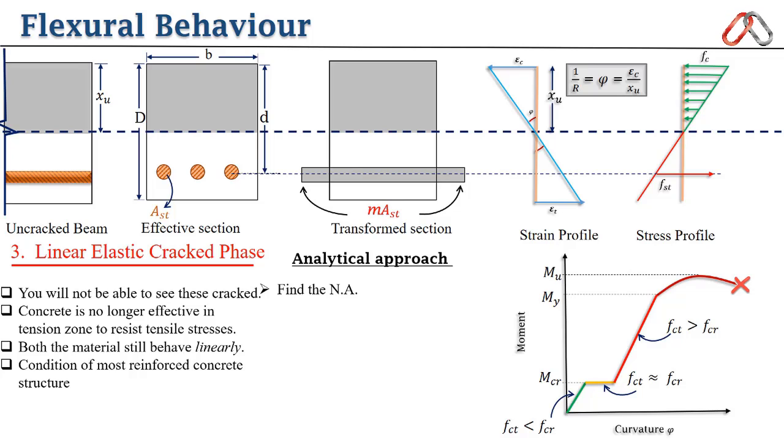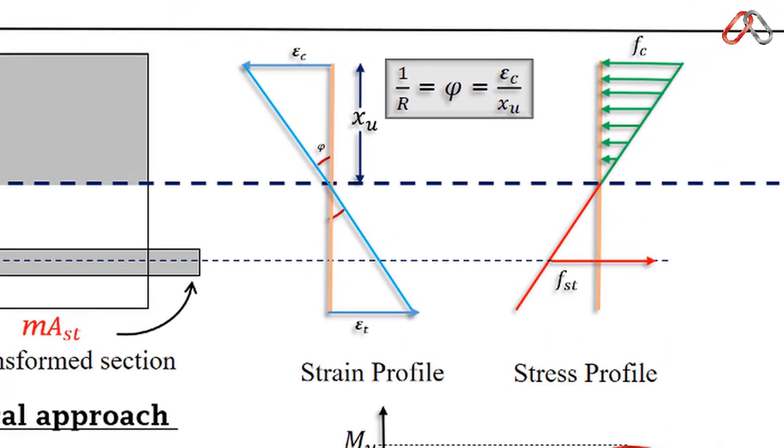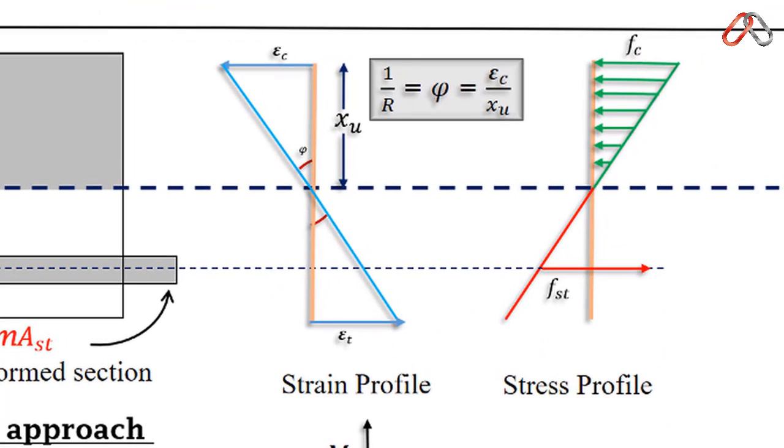The loads we apply here are known as service load, and stresses under service load are usually within linear elastic range. So here we can use transformed area method and can find out the equivalent stress using modular ratio. As I have told you in last lecture, modular ratio shows the relationship between stresses in steel to stresses in concrete. To find the equivalent stress, you must divide the steel stresses with modular ratio.